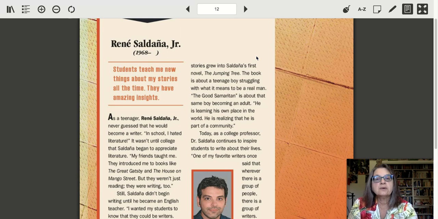Now, here in the middle, he says the Good Samaritan is about a boy becoming an adult. So he says his first book was about a teenage boy struggling with what it means to be a real man. And The Good Samaritan is about that same boy becoming an adult. He is learning his own place in the world, and he's realizing that he is part of a community.